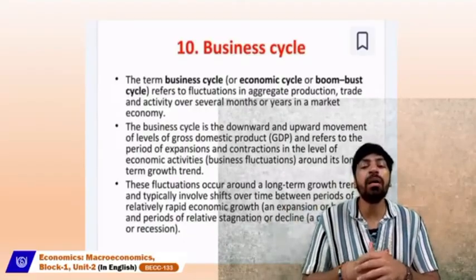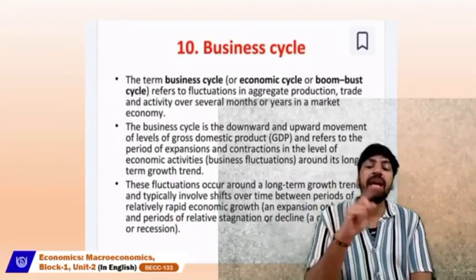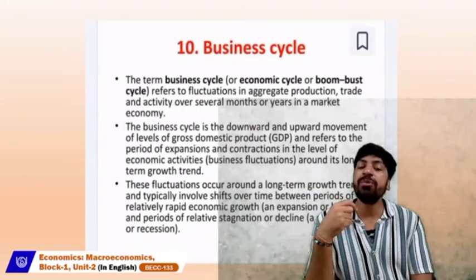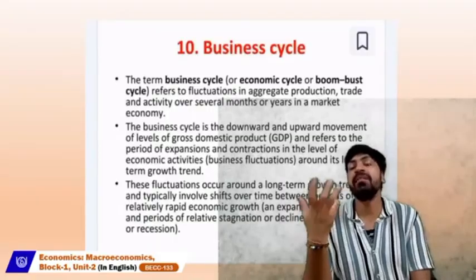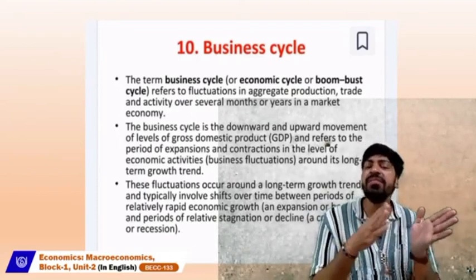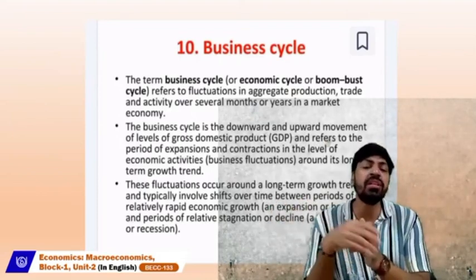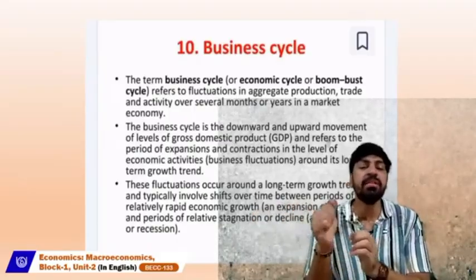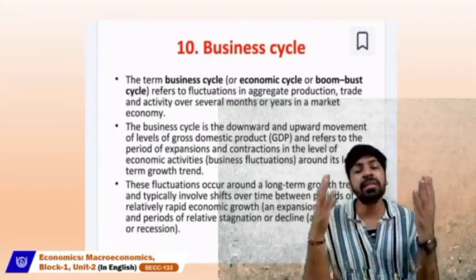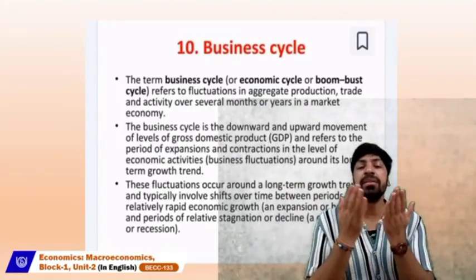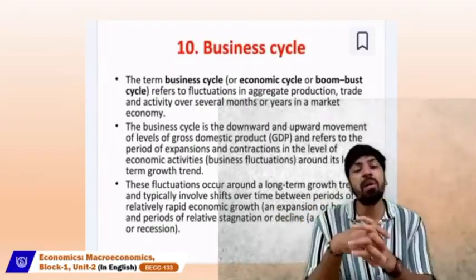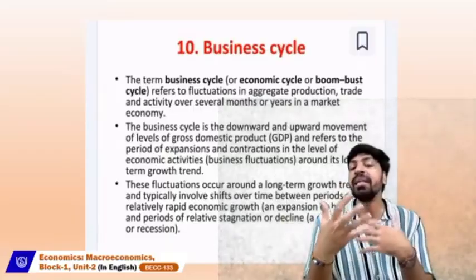and it typically shifts between periods of time, which ultimately refers to rapid economic growth, called an expansion or boom, or a relatively stagnant situation or a recession situation. In other words, we also call it a contraction or recession. And that's exactly what is called a business cycle, an overview of the business cycle, which shows how the business cycle shifts.